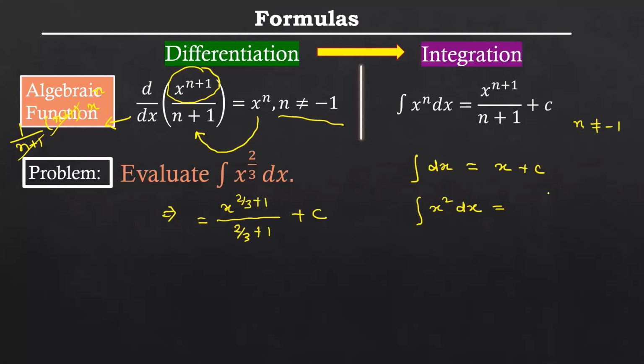That means x to the power 3 by 3, x cube by 3, then plus C. That means you have got x to the power 3 by 3 plus C.